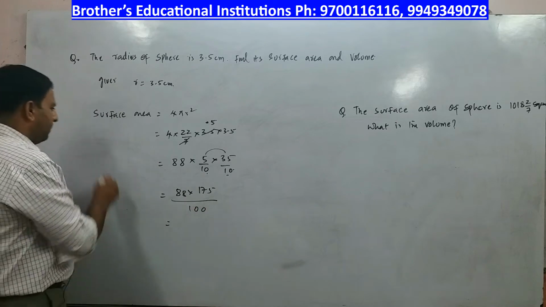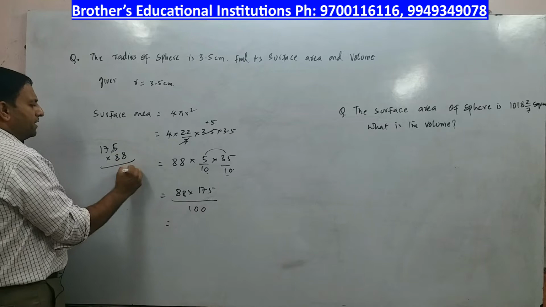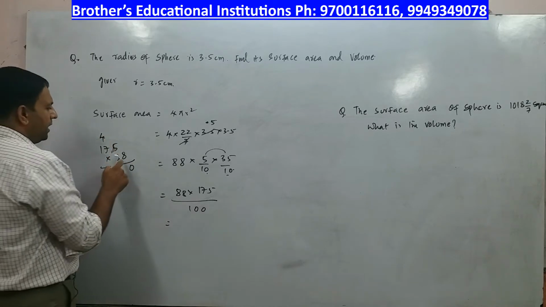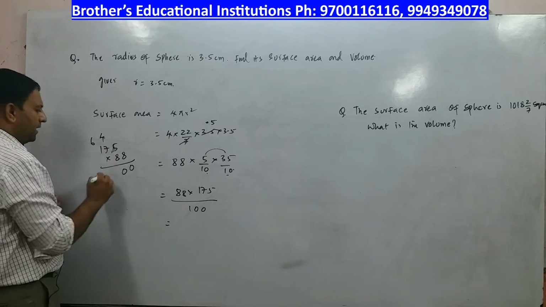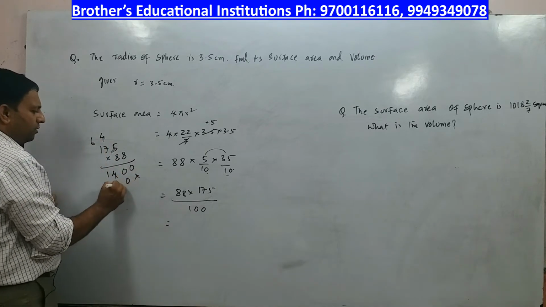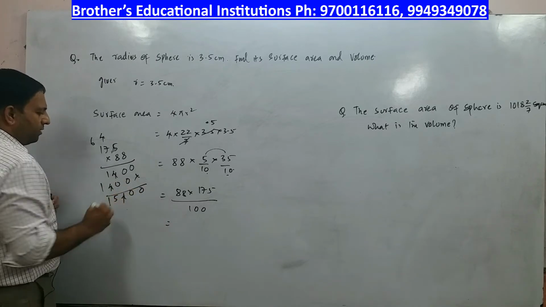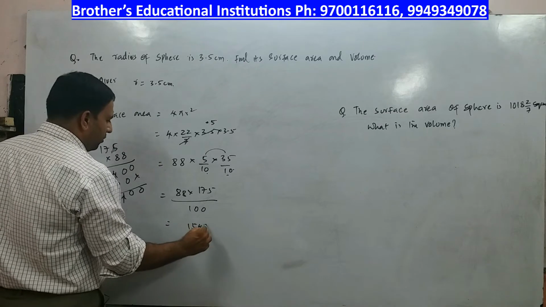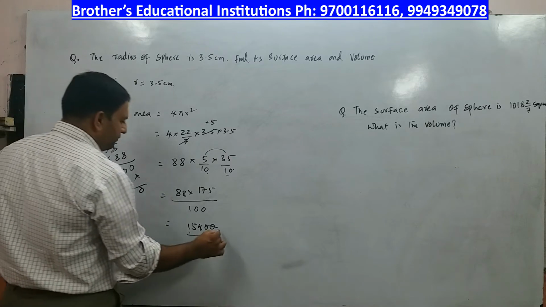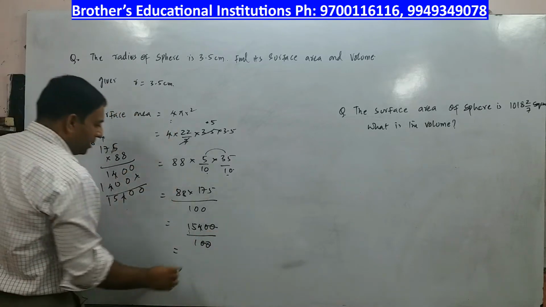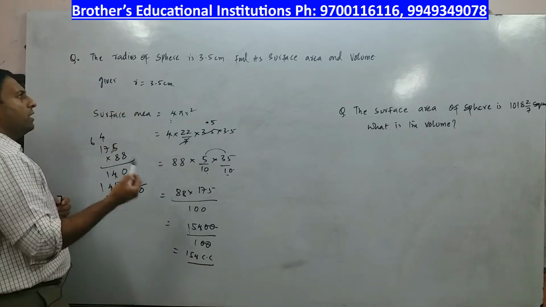Now I shall multiply 175 into 88. 8 5s are 40, 4 carry. 8 7s are 56 plus 4 is 60, 0, 6 carry, 8 1s are 8 plus 6, 14, followed by 0, 0, 4, 1. So you get 15400 divided by 100, 2 zeros cancel. What you get? 154. What are you dealing with? You are dealing with area. So area is 154 square centimeters. Cm stands for what? Centimeters.